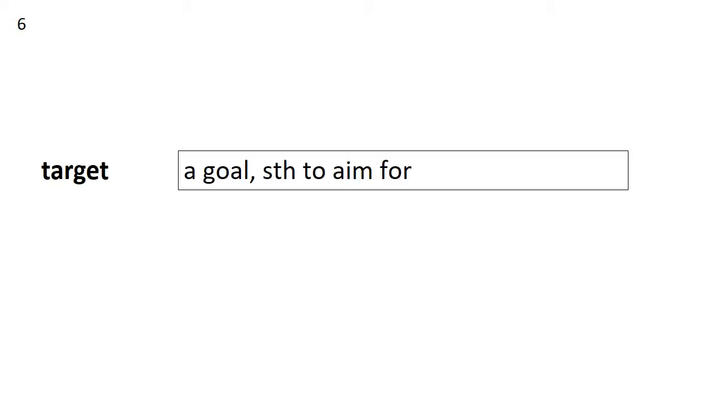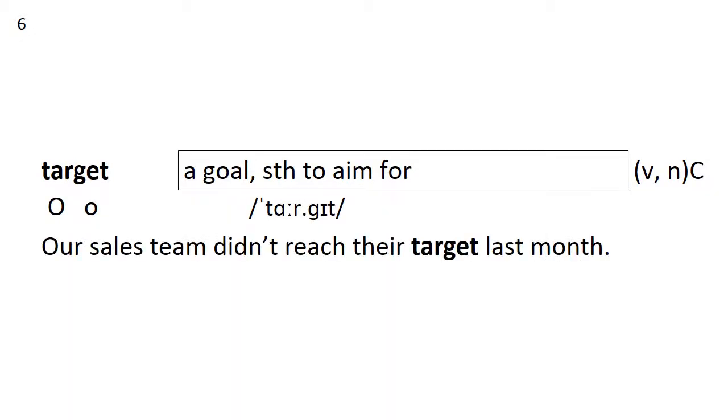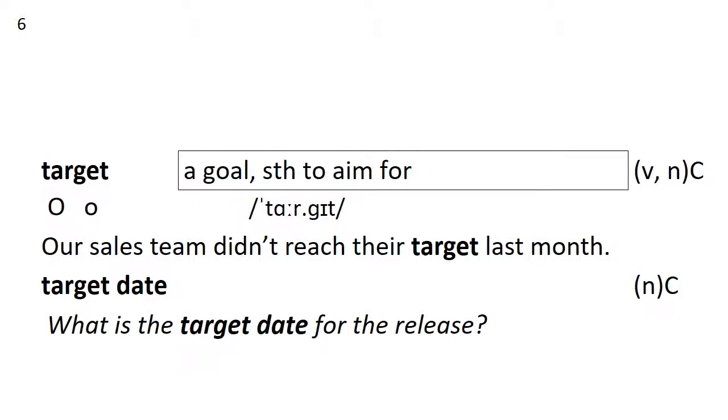Number 6 is target. Target is a goal or something to aim for. It can be a verb or a noun. If it's a noun, it's a countable noun. How many syllables are in the word target? 2. Stress is on the first. Target. Our sales team didn't reach their target last month. We also have something called target date. That's when you want something to happen. So what is the target date for the release?